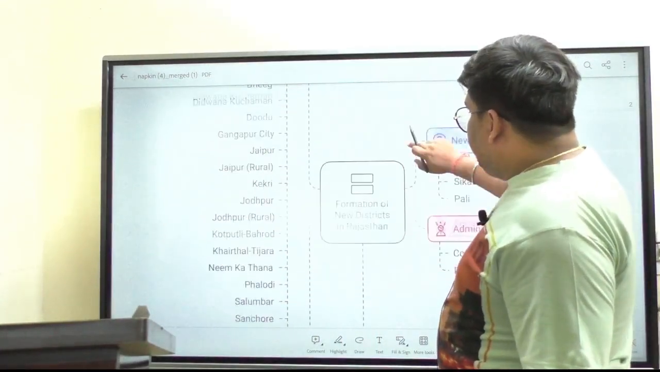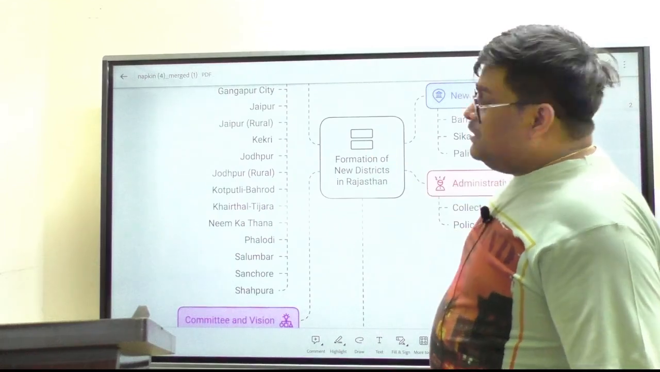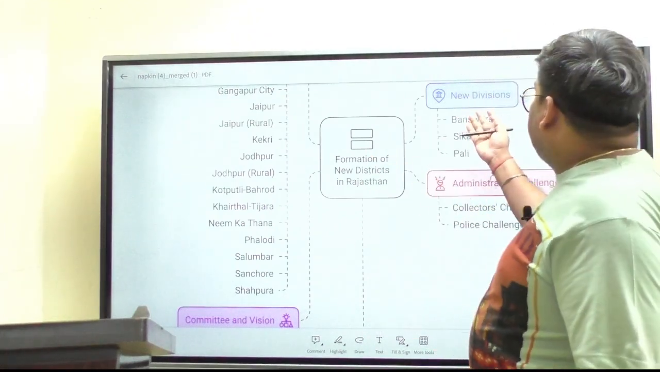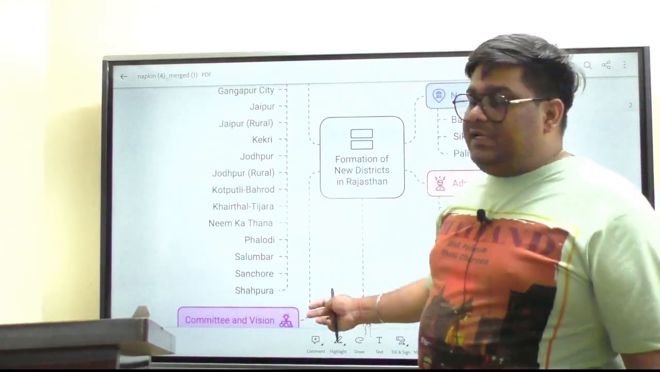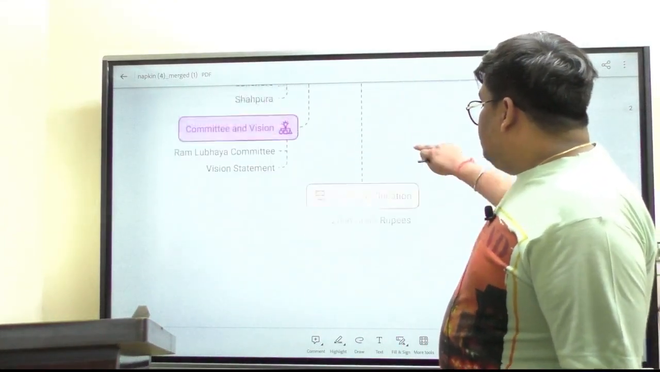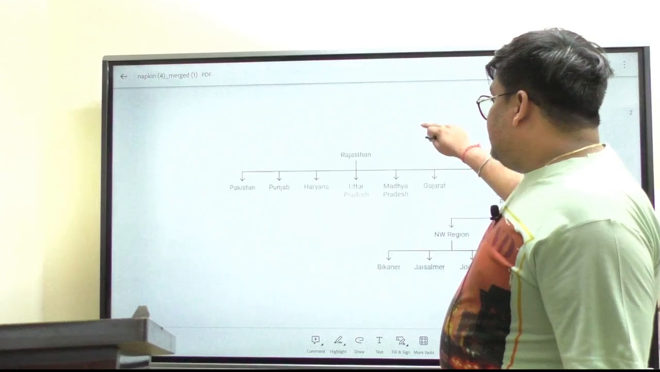I will be covering this slide since it covers the new districts of Rajasthan, the new divisions, administrative challenges, committee and vision, everything. So a little later I will be covering this, once I cover the basic details of Rajasthan.